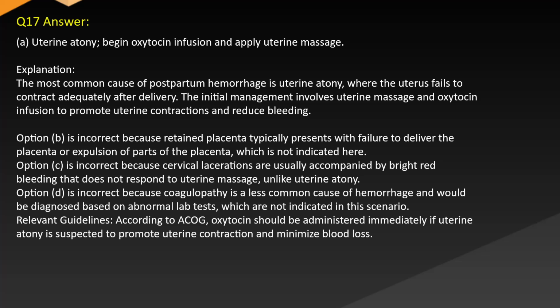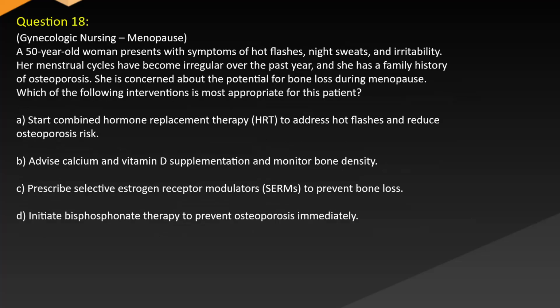Option C is incorrect because cervical lacerations are usually accompanied by bright red bleeding that does not respond to uterine massage, unlike uterine atony. Option D is incorrect because coagulopathy is a less common cause of hemorrhage and would be diagnosed based on abnormal lab tests, which are not indicated in this scenario. Relevant guidelines: according to ACOG, oxytocin should be administered immediately if uterine atony is suspected to promote uterine contraction and minimize blood loss.